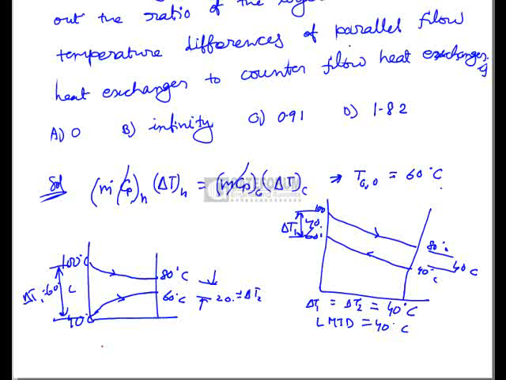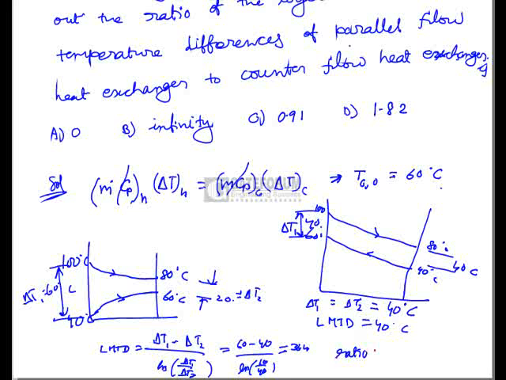But in case of parallel flow, LMTD is given by delta T1 minus delta T2 by ln of delta T1 by delta T2. So here it is 60 minus 40 by ln of 60 by 40, which gives a value of 36.4. And now the ratio between LMTD of parallel to counterflow is equal to 36.4 by 40, which is nearly equal to 0.91. So in the options, the right option is C. C is the right answer.